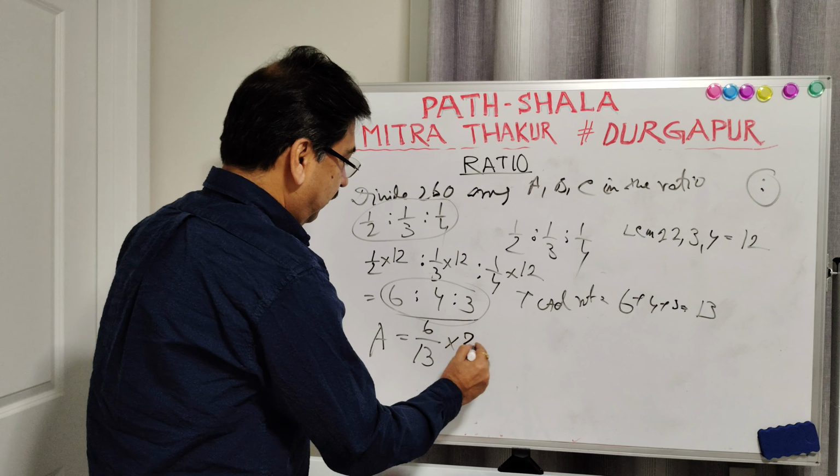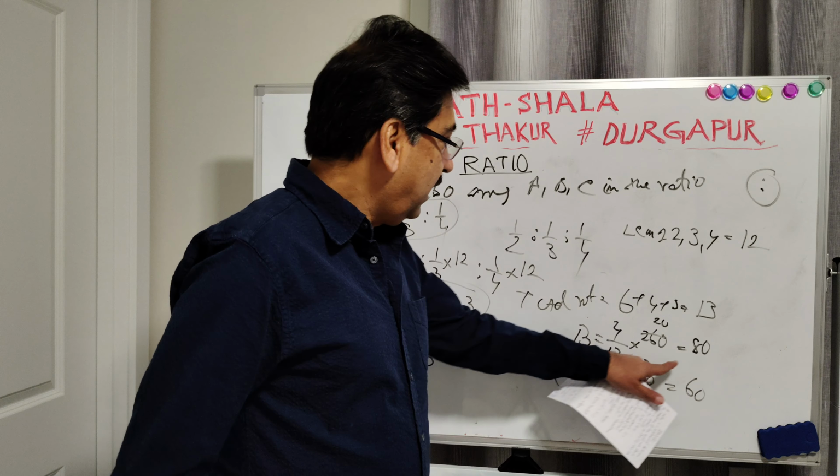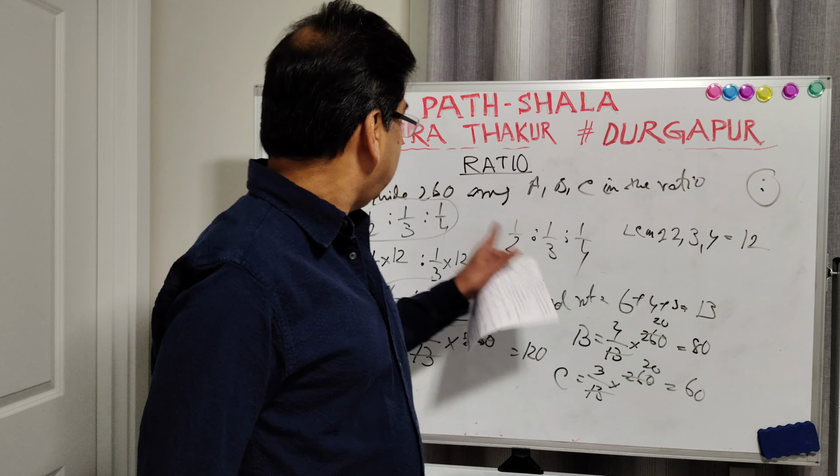B's portion is 4, so 4 out of 13 into 260, that is 80. Right? And C will get 3 by 13 into 260, which is equal to 60. If you add 120, 80 and 60, you will get 260.